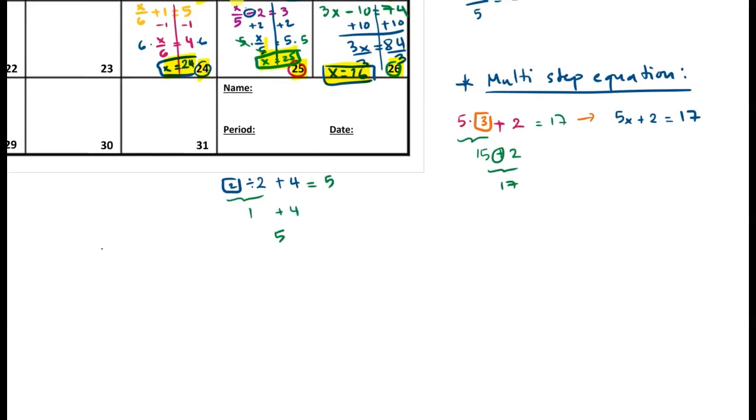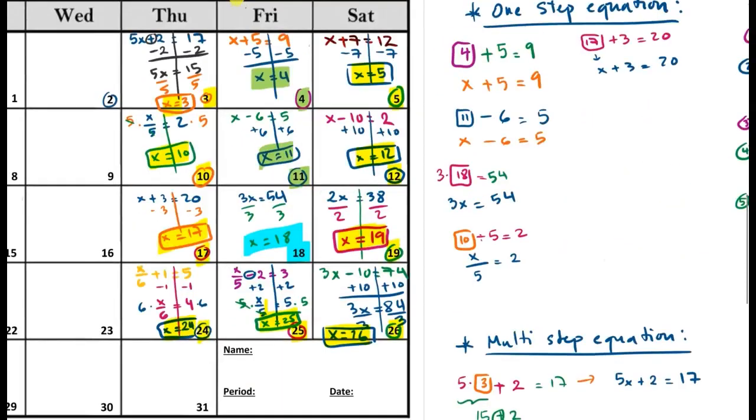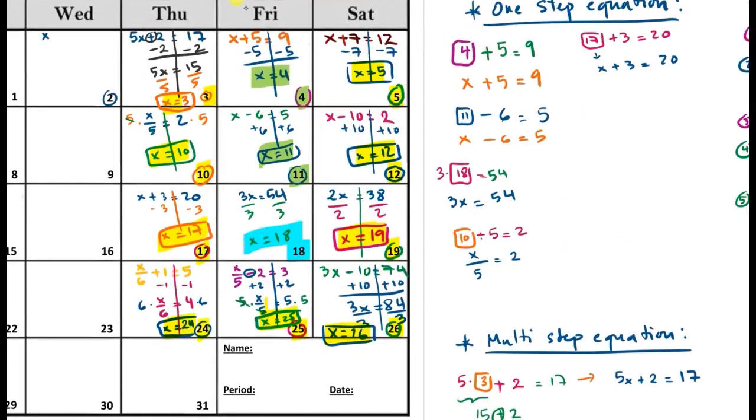And then what's your next step? We write the box as x divided by 2 plus 4 equal to 5. It will look nicer when you put x over 2 plus 4 equal to 5, like this. Again, division can turn into a fraction. X over 2 plus 4 equal to 5.